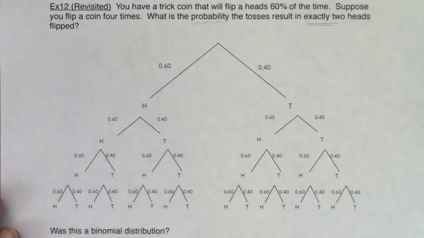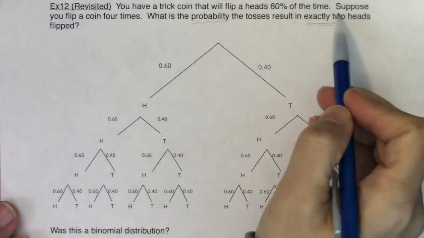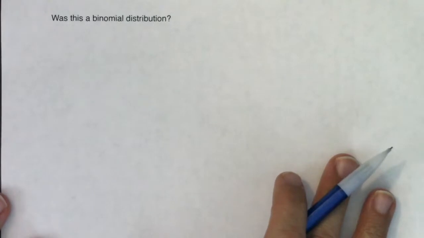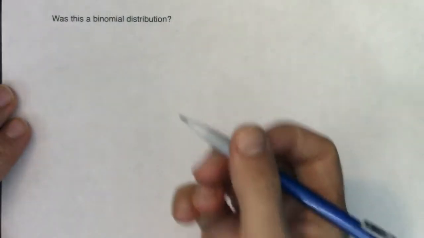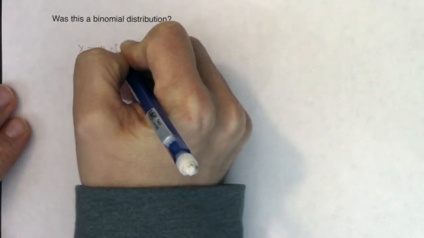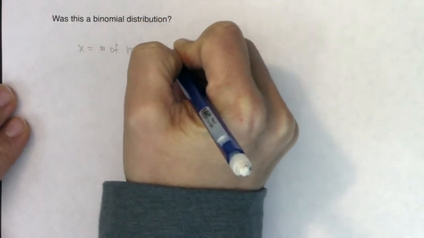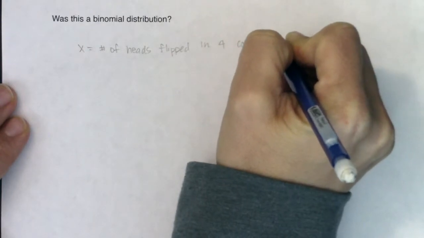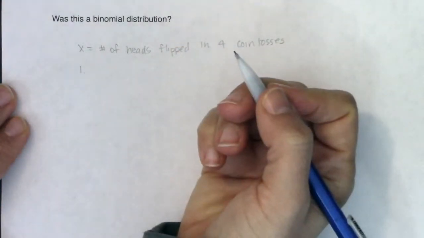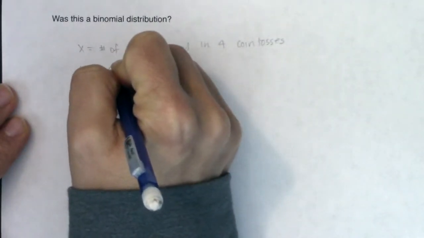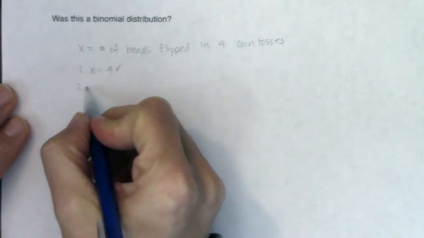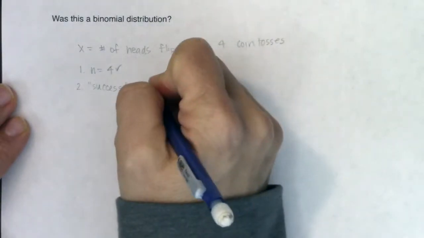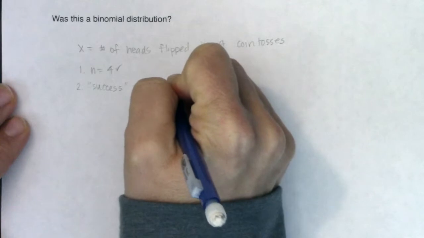So as we go through this, let's see if this was a binomial distribution. And again, we're counting heads here. So if I move this almost all the way to the top, just so we have some room, I could say, well, X is going to be the number of heads flipped in four coin tosses. All right, and let's see if this works. So did I have a fixed number of observations? I did. We had four coin tosses. Okay. Was there something I could deem a success? Sure was. We're counting flipping heads, so that's my success, flipping a head.